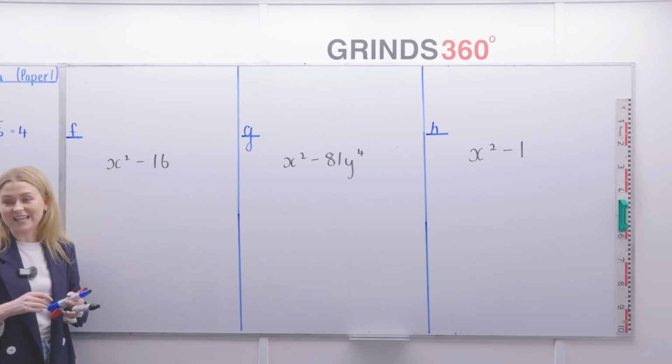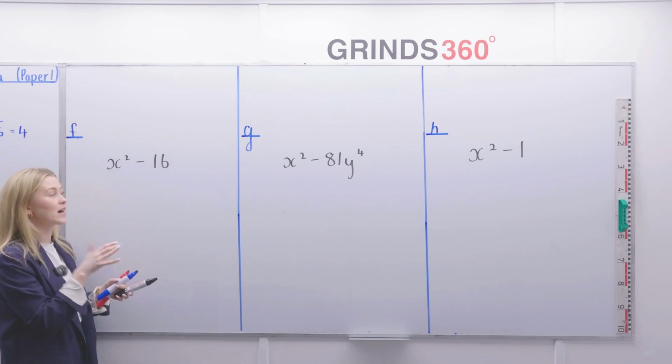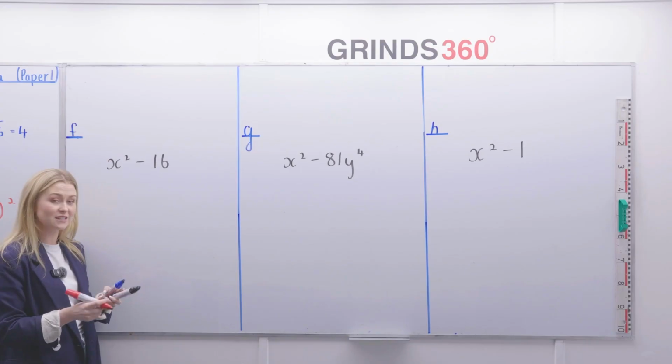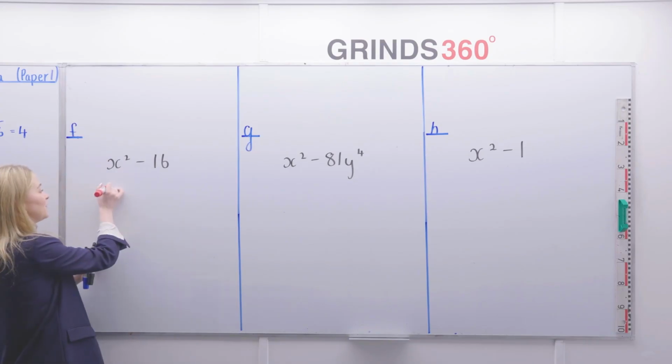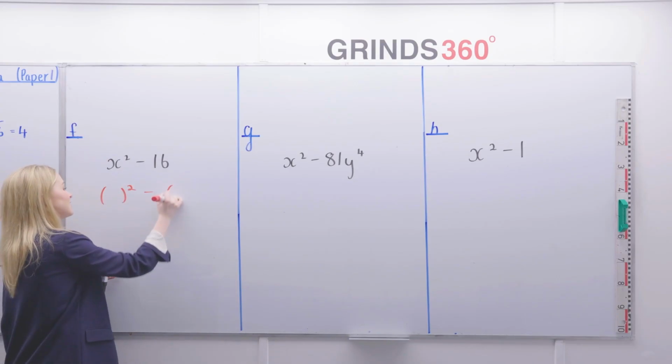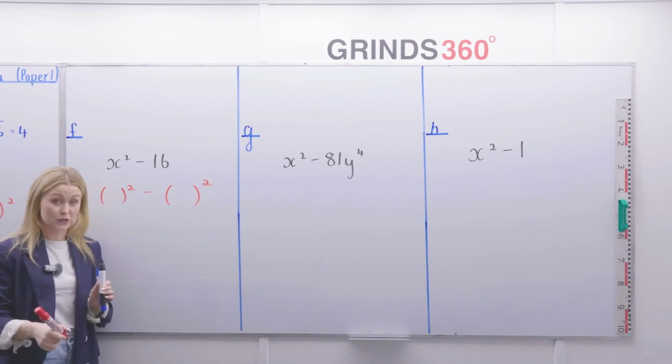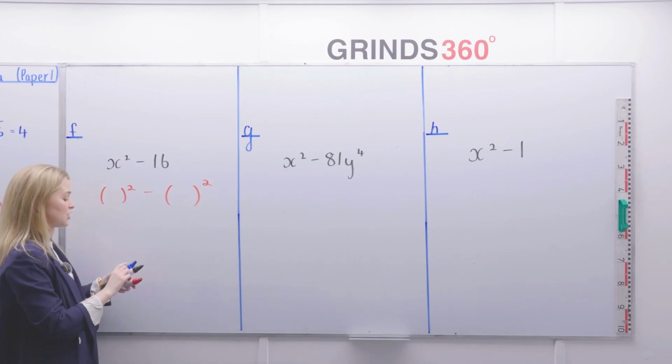Now for f in this case here, f is x squared minus 16, and we're asked to factorize. So again, two terms. Will it fit into this little model here? This is my little test. If it does, it's difference of two squares. If not, I choose a different type of factorization.